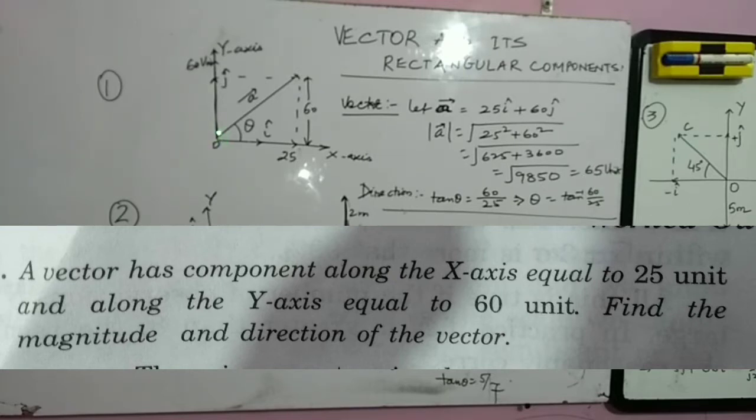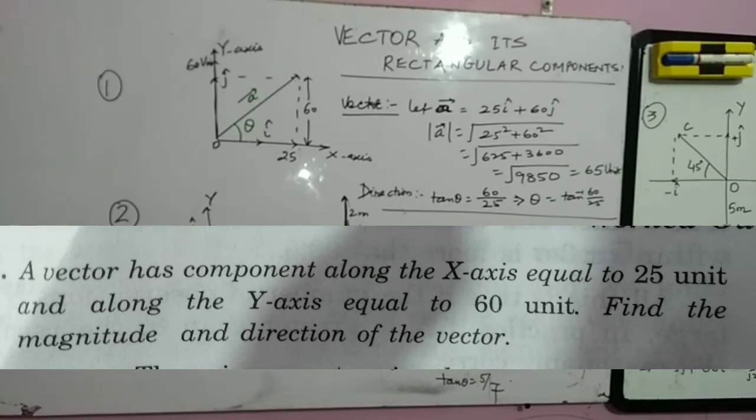So on the diagram we can say that this line is indicating the magnitude of your vector. So what is the length of this vector? The length of this vector is 65 units. This 65 units is the length of the vector.